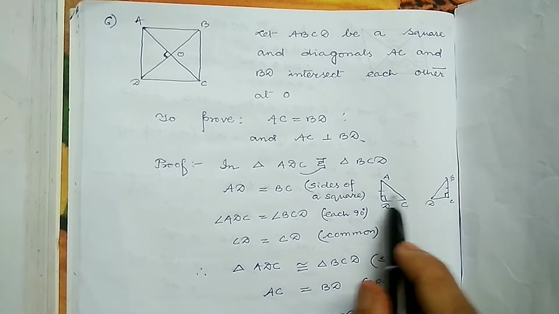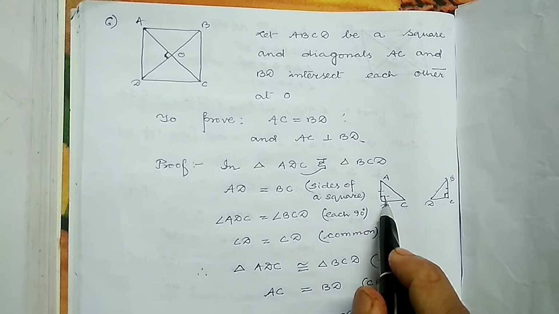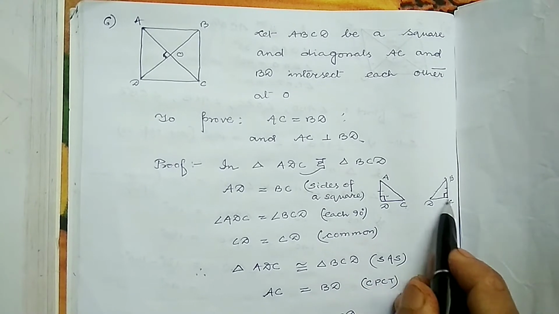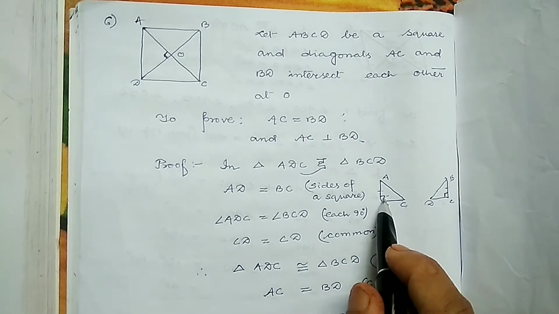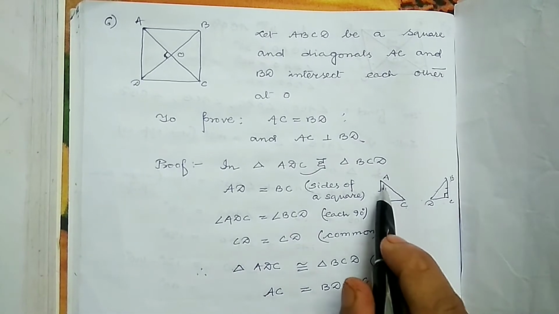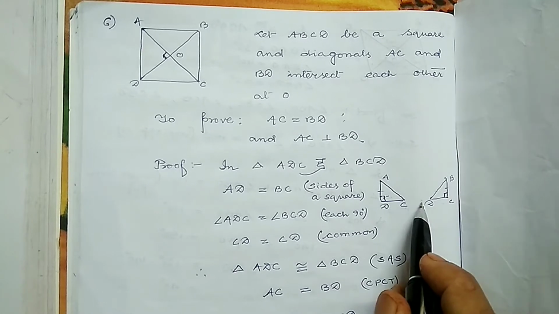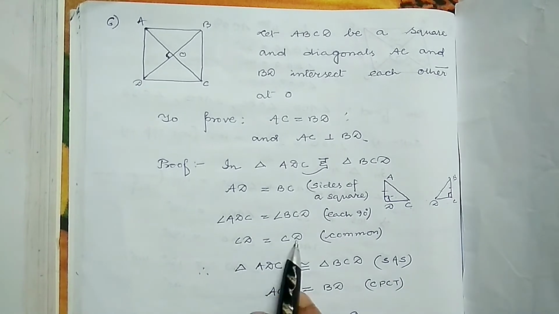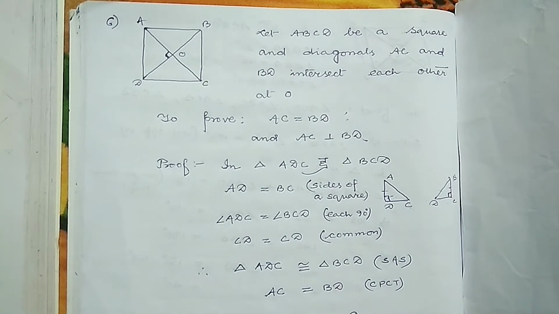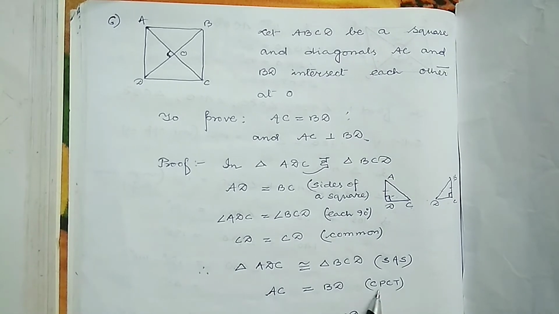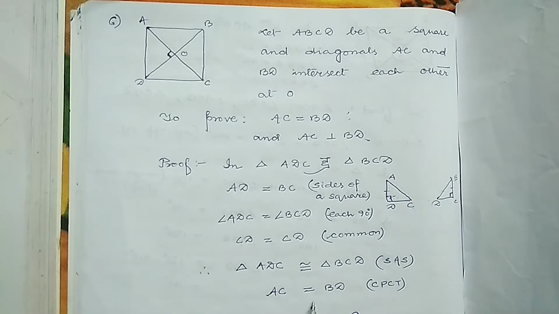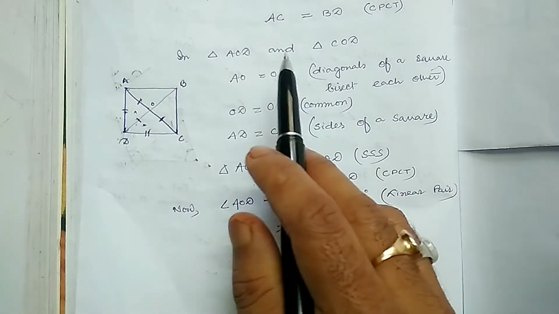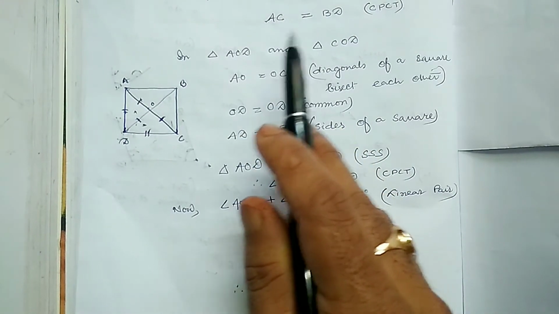So what we got from these two triangles? Side, angle, side. Triangles are congruent, and as triangles are congruent, their corresponding parts must be equal. So AC equals BD. So side, angle, side, so triangles are congruent. Therefore AC equals BD by CPCT. So already we have proved that diagonals are equal in length. Now we have to prove that they are perpendicular.